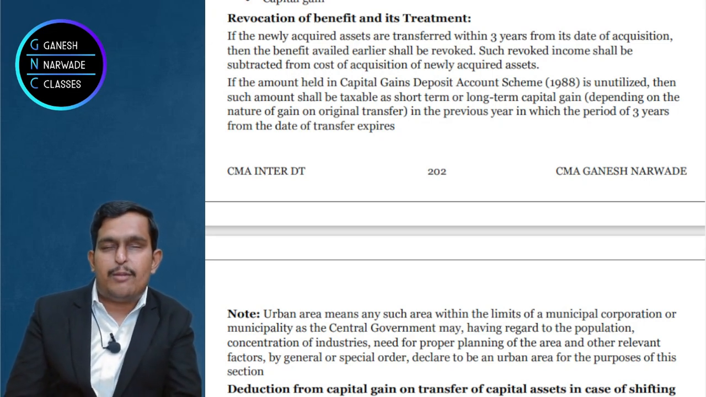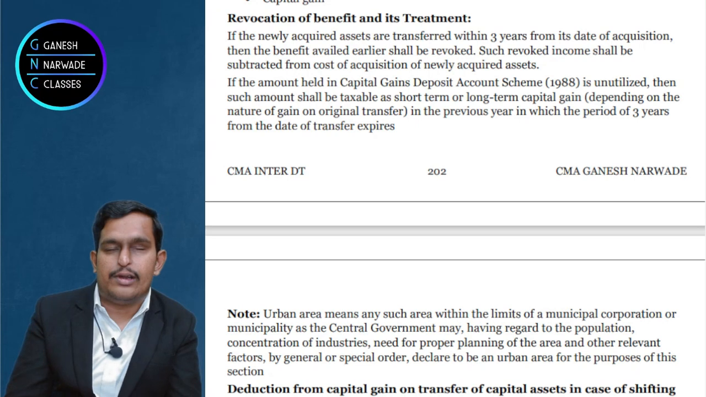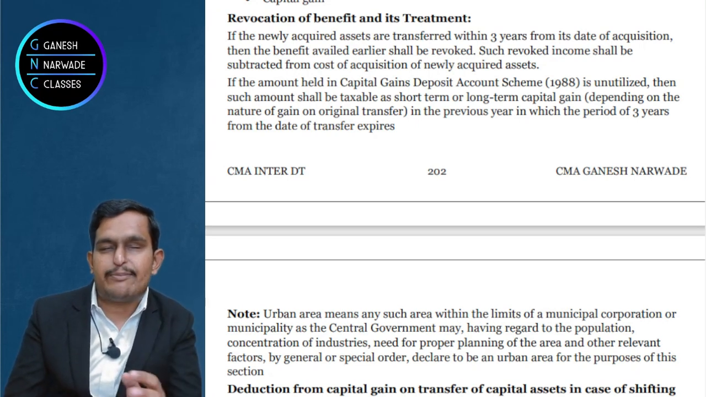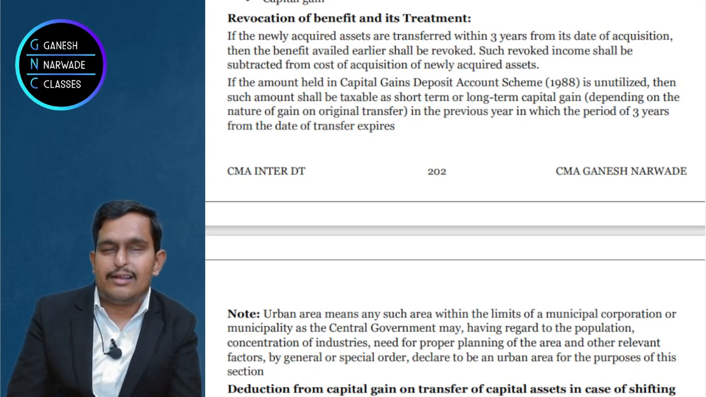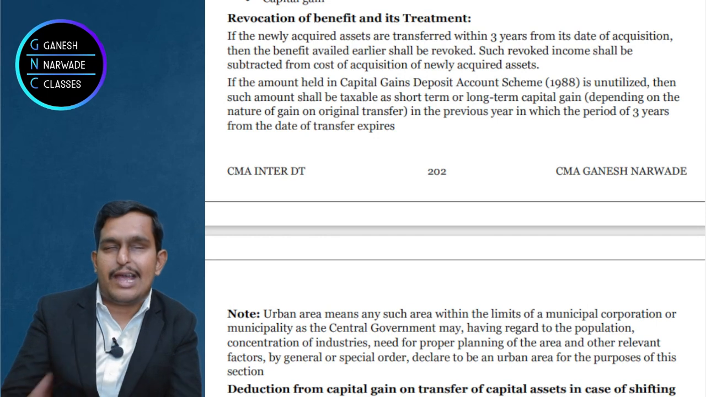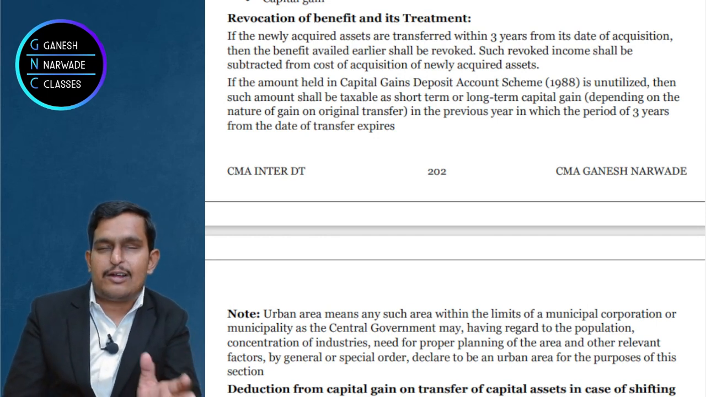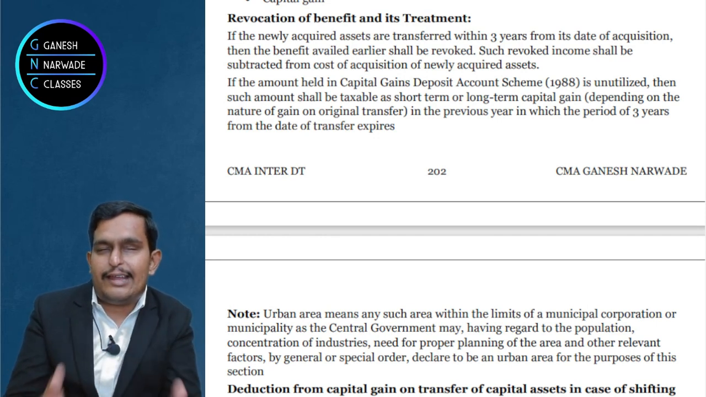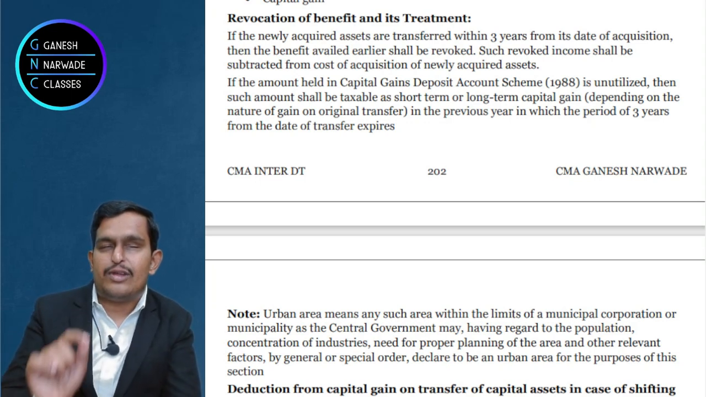How much deduction? Amount invested in new asset or the capital gain, whichever is lower. That means capital gain may be short term or long term, no problem at all. If suppose within 3 years new industrial undertaking is sold, then while computing the capital gain for new industrial undertaking, from the actual cost, the deduction under 54G is reduced and balance becomes taxable. If the money was kept in capital gain account scheme and 3 years elapsed, in the year in which it elapsed, in that year the amount will become taxable.